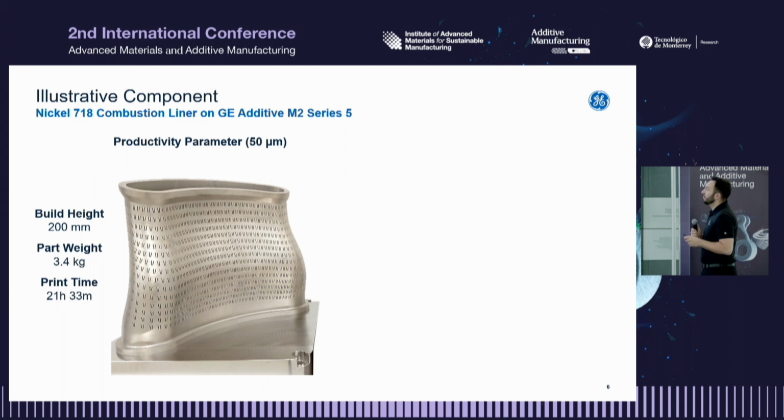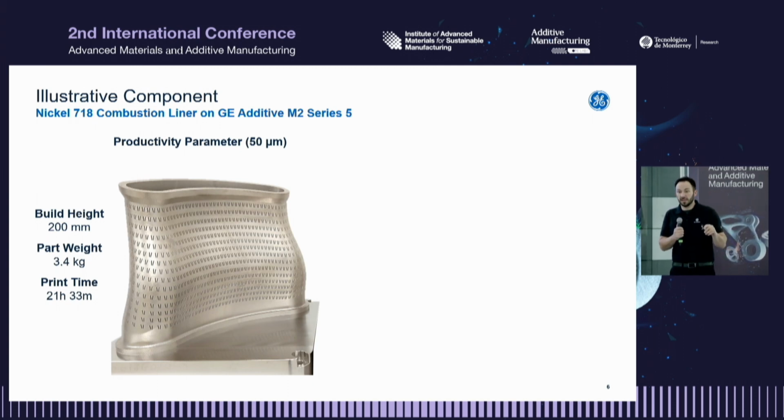As an illustrative component, I have up here now a combustor liner made on GE's M2 Series 5, the same machine that was installed at Pitt beginning of this week. This build is roughly 200 millimeters tall. At the end of the day, it weighs 3.4 kilograms, and this part by itself takes 21 hours and 33 minutes to print. This was done with our new productivity parameter, which uses a 50 micron layer size.